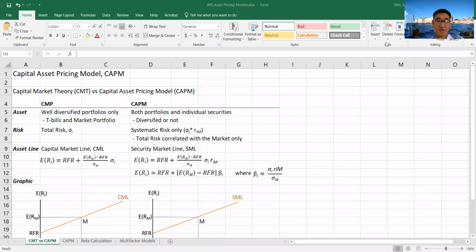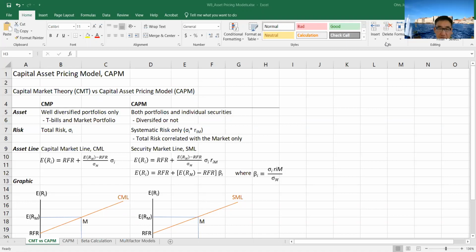Right. Today's topic is the capital asset pricing model, the most famous and important CAPM model, as you know. Since we covered capital market theory, CMT, last time, I'm going to compare it with the capital asset pricing model.